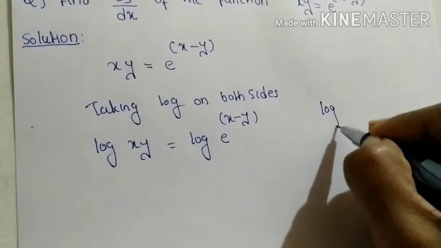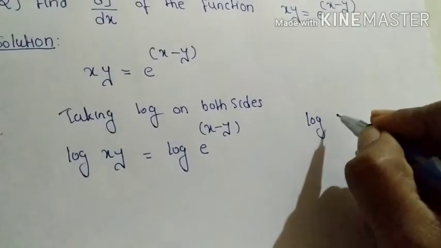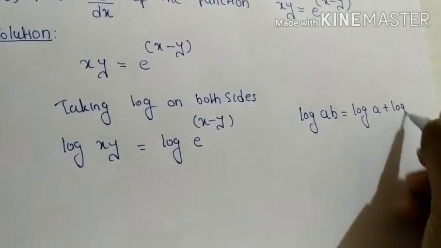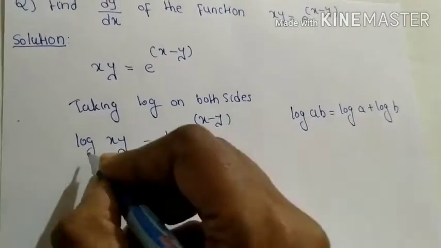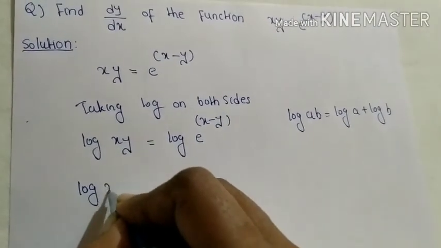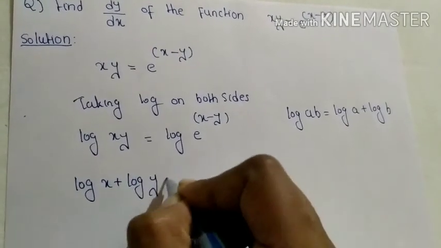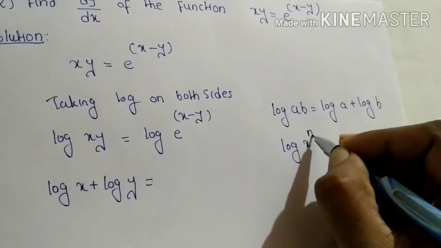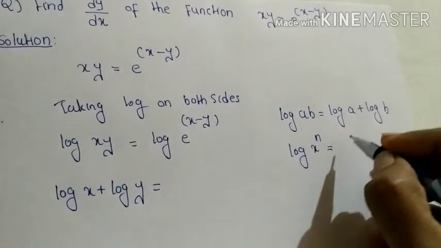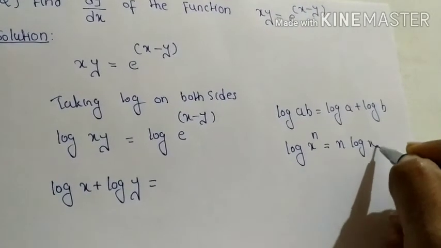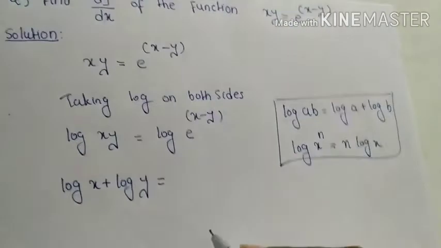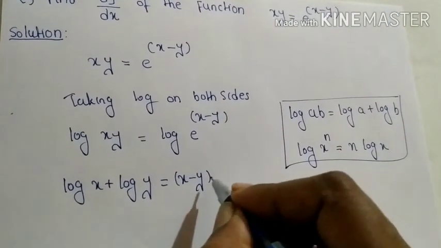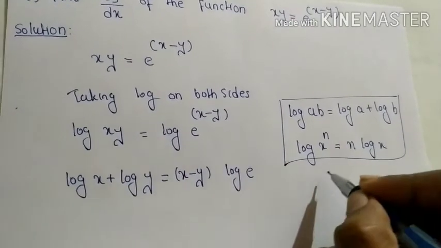We know that the property of log is log ab is equal to log a plus log b. So first I am going to use this property here. We get log x plus log y here, and next on RHS I am going to use the log x raised to n property, which can also be written as n log x. So by using this property, RHS can also be written as x minus y log e.